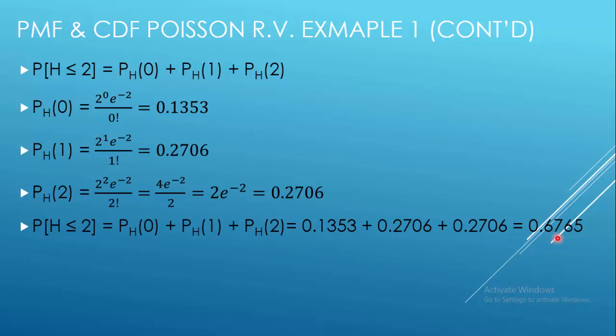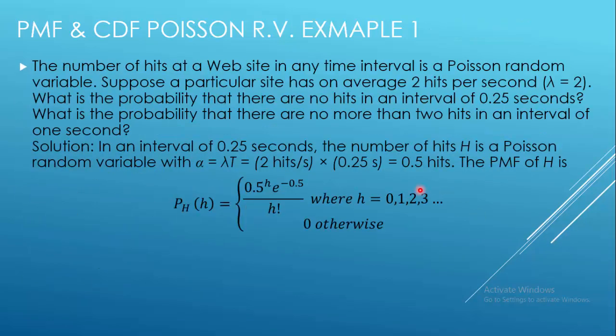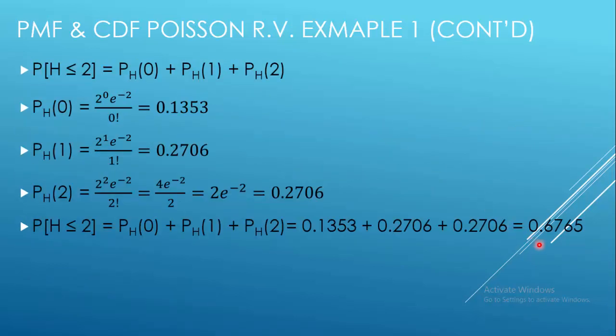So we just simply add up all these probabilities to get 0.6765. So the probability that there are no more than 2 hits in 1 second is 0.6765.